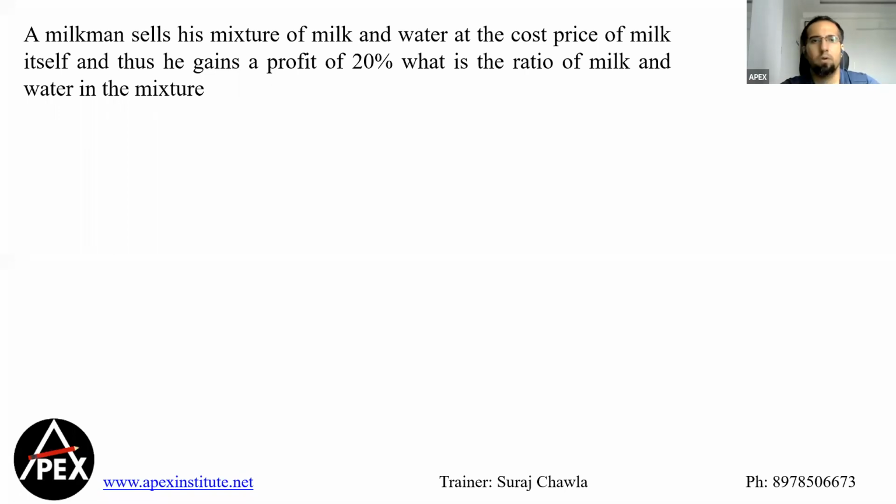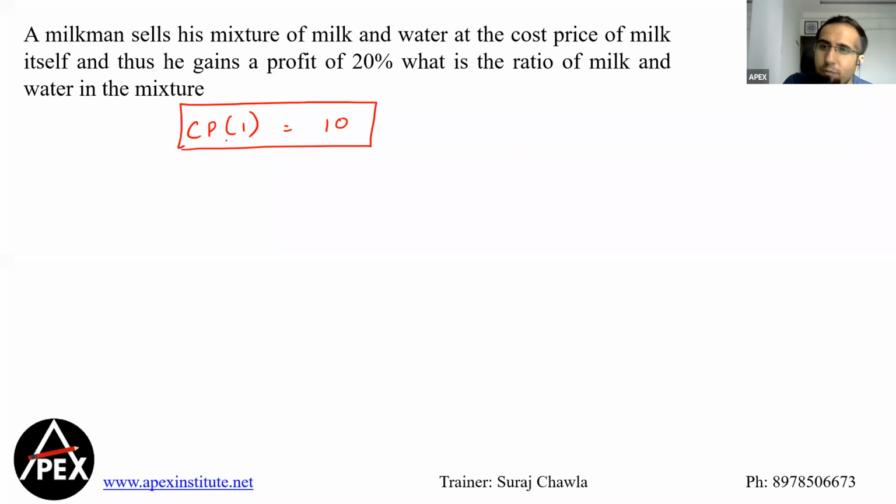So the milkman sells his mixture of milk and water at the cost price of milk itself. But he also gains a profit of 20%. So the whole game here is, suppose I say the CP of 1 liter of milk is equal to 10 rupees. And he sells at cost price.